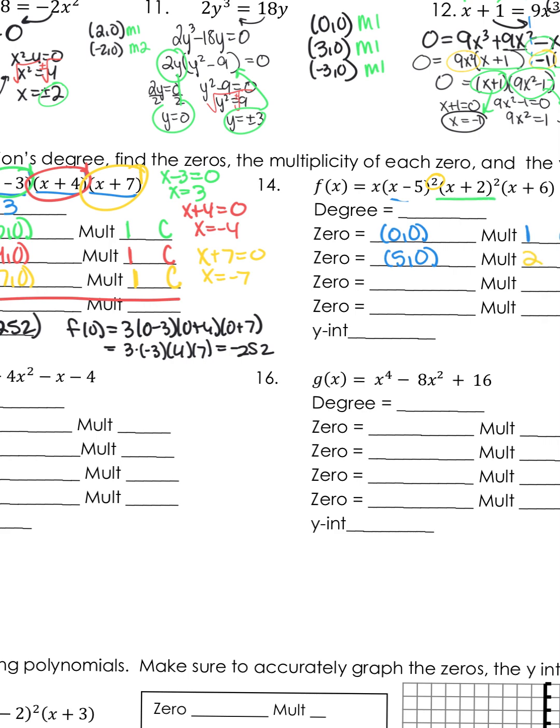This guy here, set that equal to 0, and you'll get -2, 0, multiplicity of 2, because of this guy up here, which will also bounce. And then the last one, if you set this guy equal to 0, you'll get -6, 0, multiplicity of 1, and that will be a cross. And then to find the y-intercept, we're plugging 0 in for x.